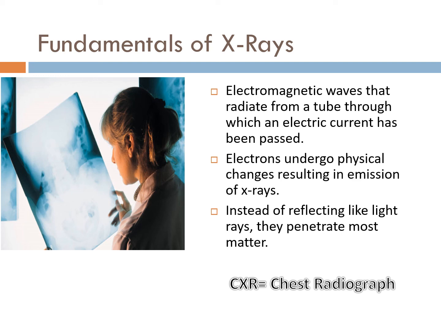But always good review. So when we're looking at chest x-rays or any type of x-ray, you're looking at an electromagnetic wave that radiates from a tube through which an electric current has been passed. And that's kind of what gives us the pictures. So chest x-rays are generated by placing a film next to the patient's thorax, which is probably the more common one that we look at. Then the rays pass through the patient and are absorbed by the film proportional to the density of the tissue that they pass through.